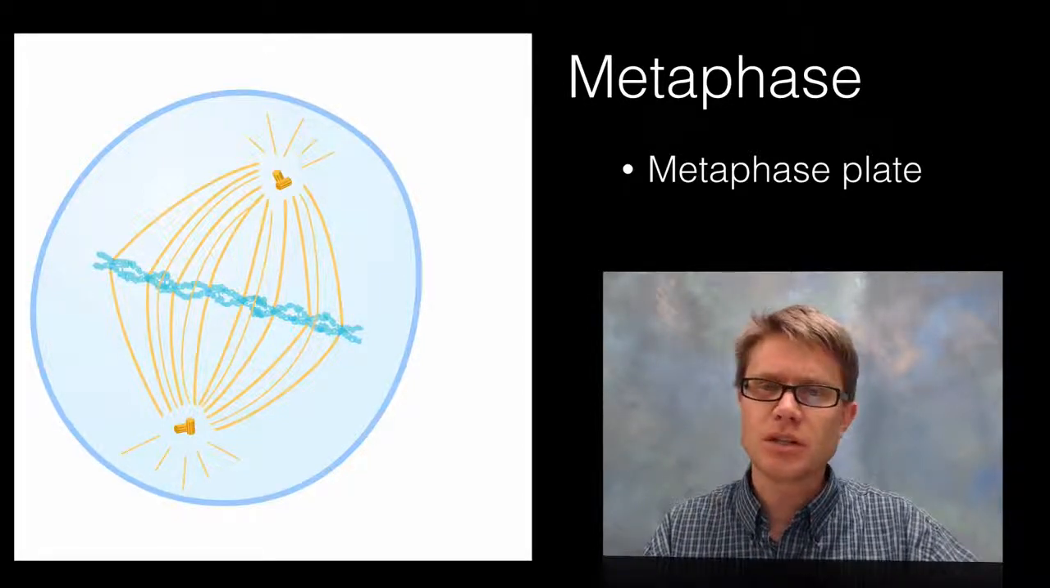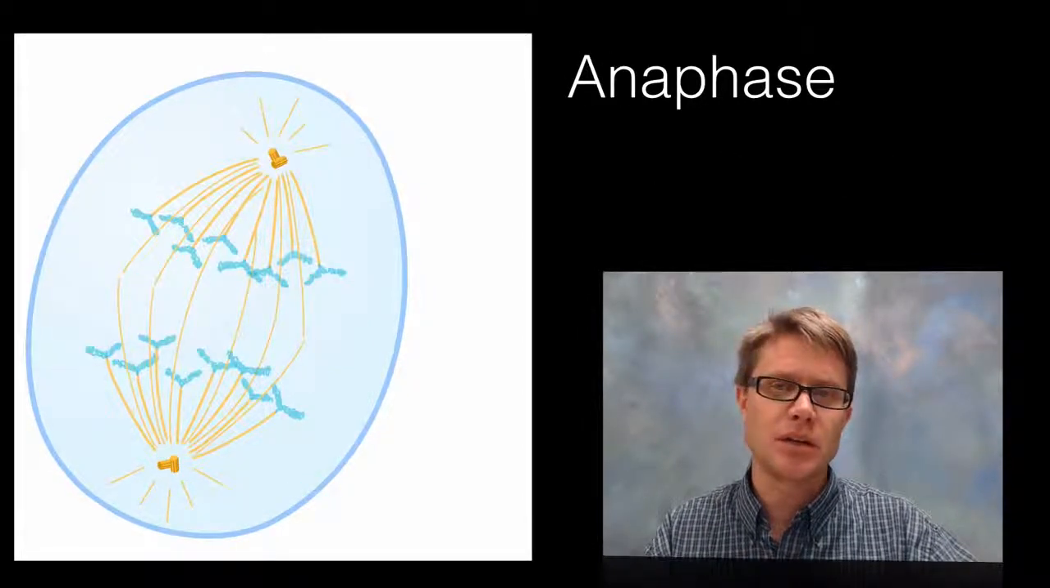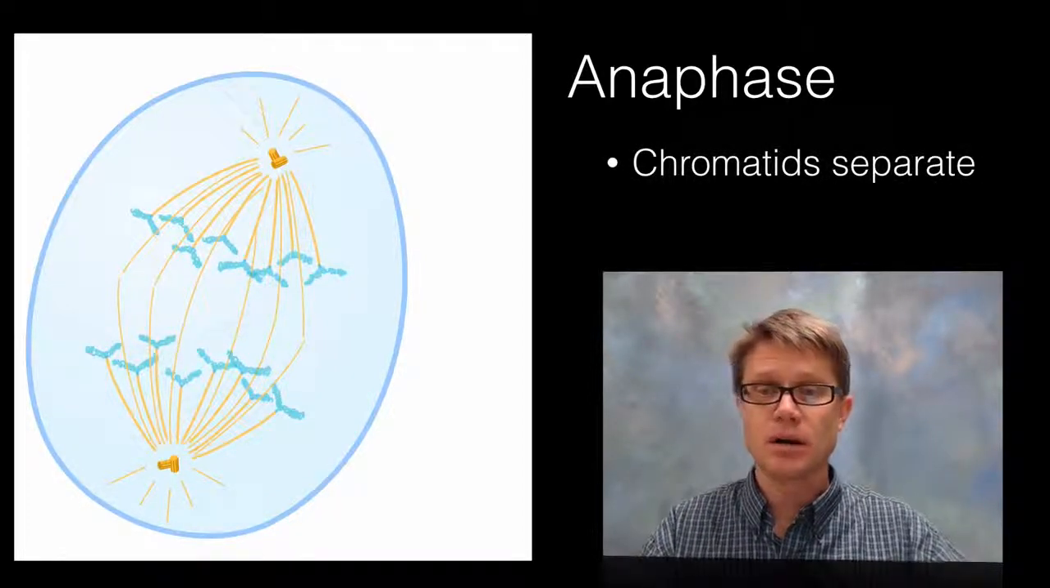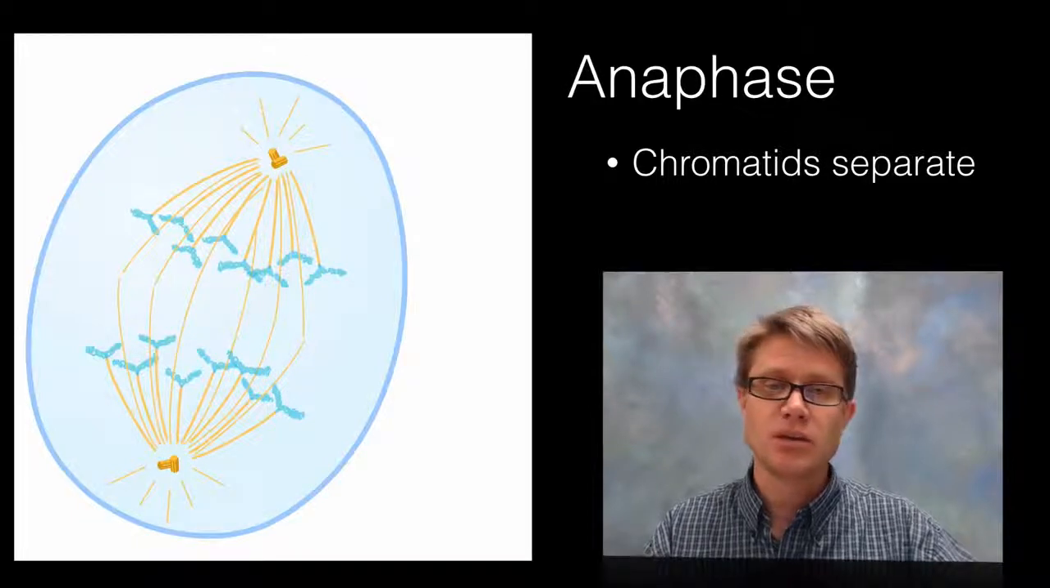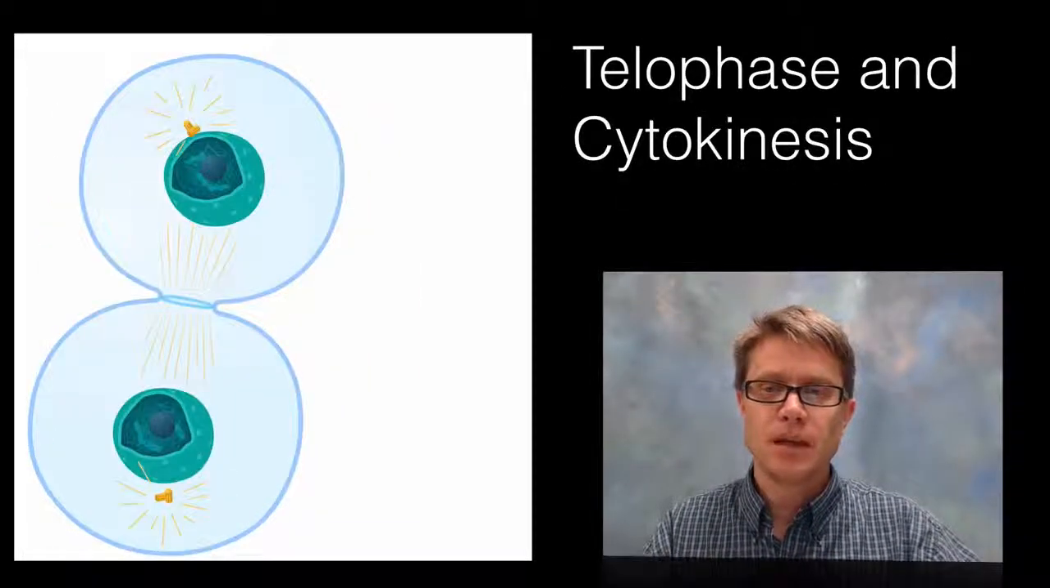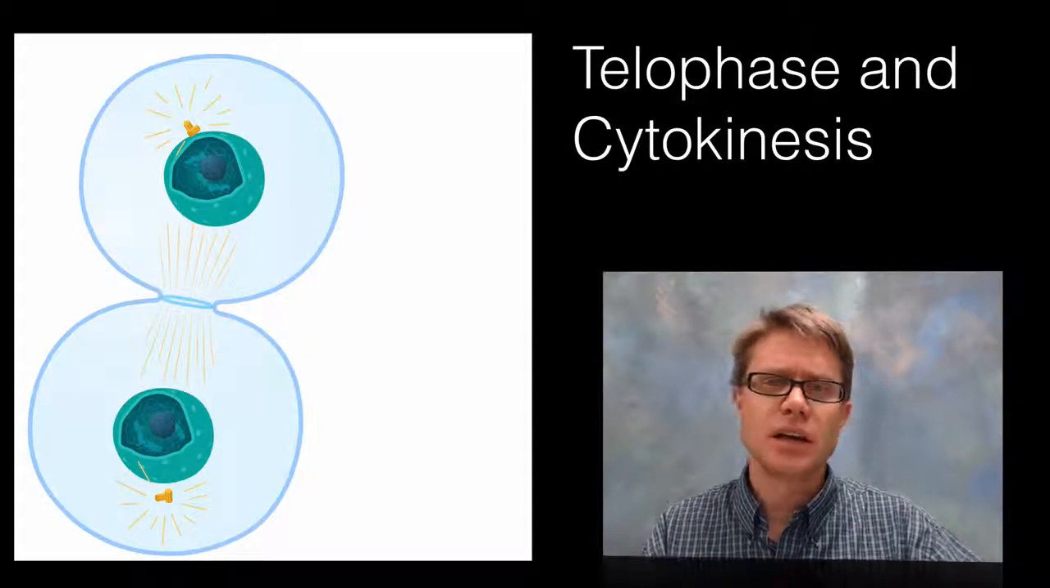Let's keep an eye on those chromatids as we move into anaphase. So what's happening is that they're moving apart. And I always think of the A standing for apart. The chromatids are separating. And so we're getting equal amounts of DNA in each of those daughter cells. And then finally, we go into telophase and cytokinesis.